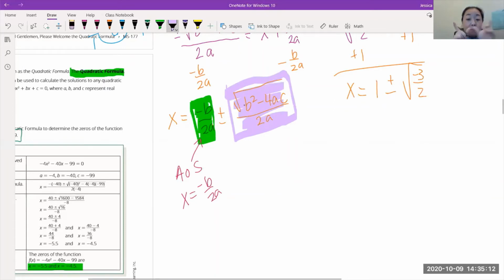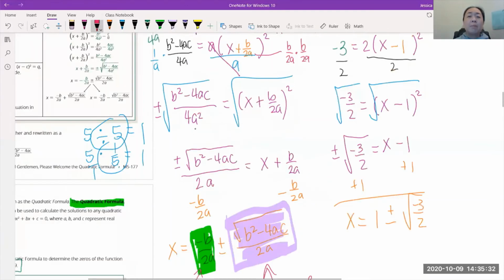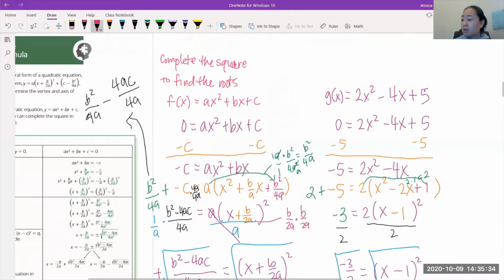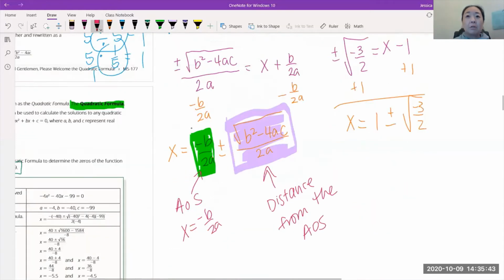is the distance from the axis. Let me just write this. This is the distance from the axis, from the AOS, okay? And this will always tell you the root. How do you know it tells us the root and not any old point? Because remember, at the very beginning we set that equal to 0, which means y is equal to 0. That means that has to be the root. There's no choice.